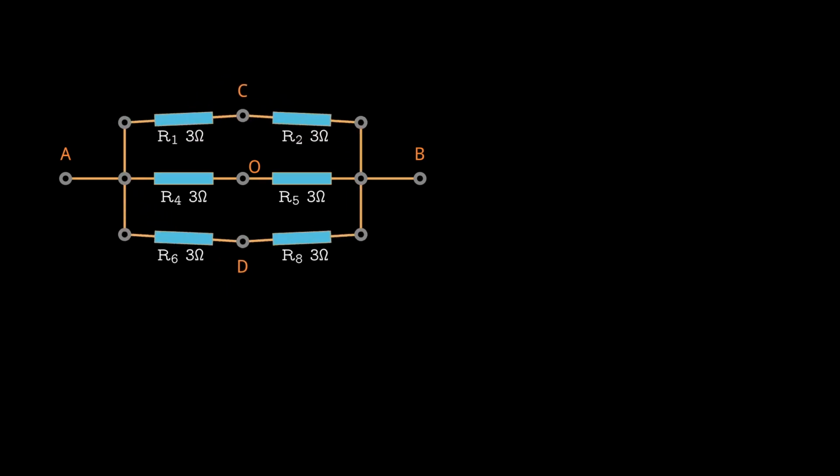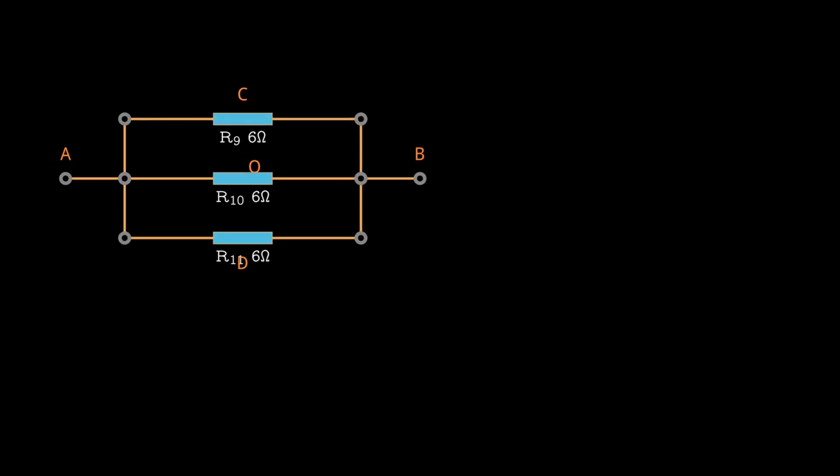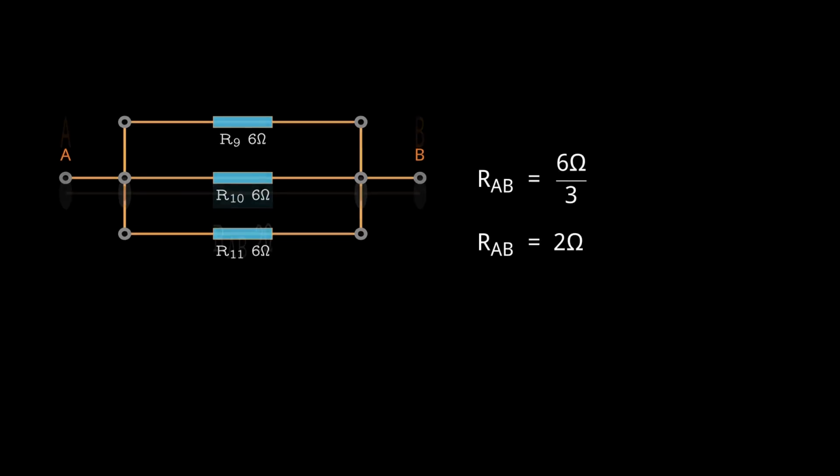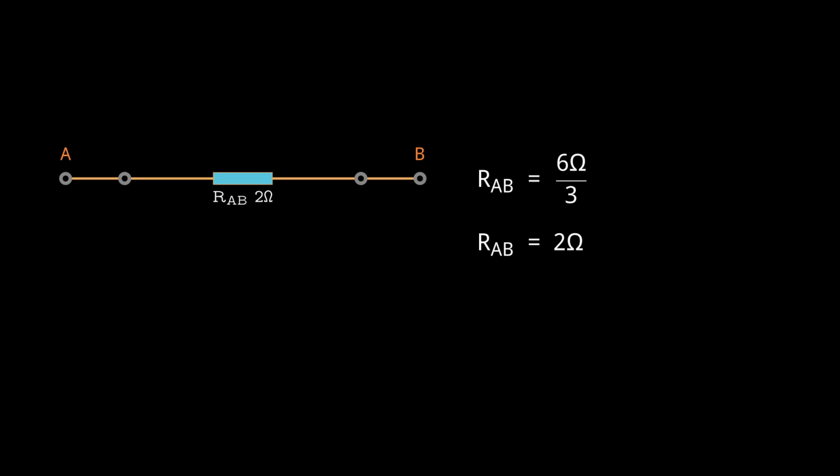Now, we can simplify this circuit by combining the 3 sets of series resistors and replacing them with their equivalent resistors. This results in 3 parallel resistors of equal value. To find the equivalent resistance of 3 equal parallel resistors, we simply take the value of one resistor and divide it by the number of resistors in parallel. In the end, we determine that the equivalent resistance between nodes A and B is 2 ohms. Let's move on to the next example.